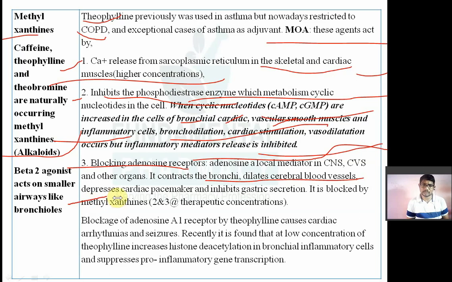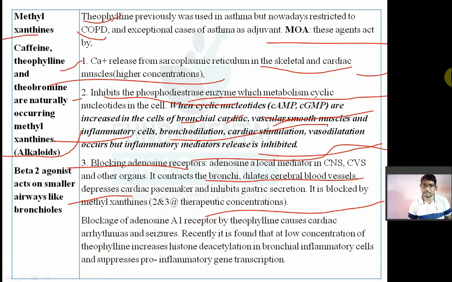So where is the adenosine receptor present? It is present in the bronchi, in the cerebral blood vessels and in the cardiac heart. So obviously adenosine receptor antagonists are used as a bronchodilator. They are also used for paroxysmal ventricular tachycardia and also inhibit the gastric secretion. So adenosine receptors are blocked by methylxanthine.